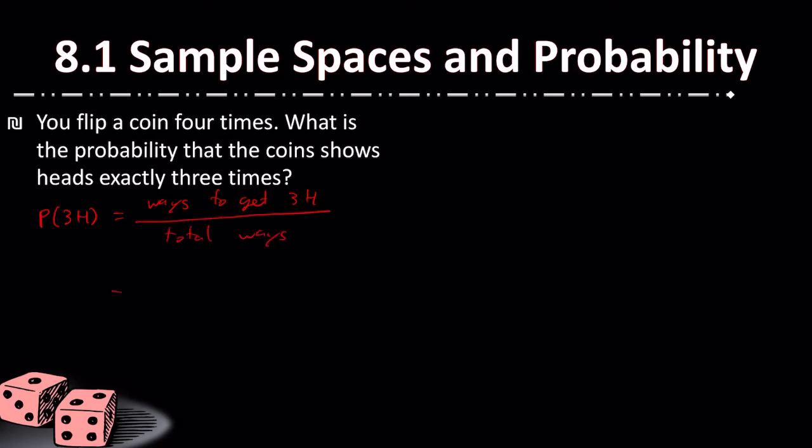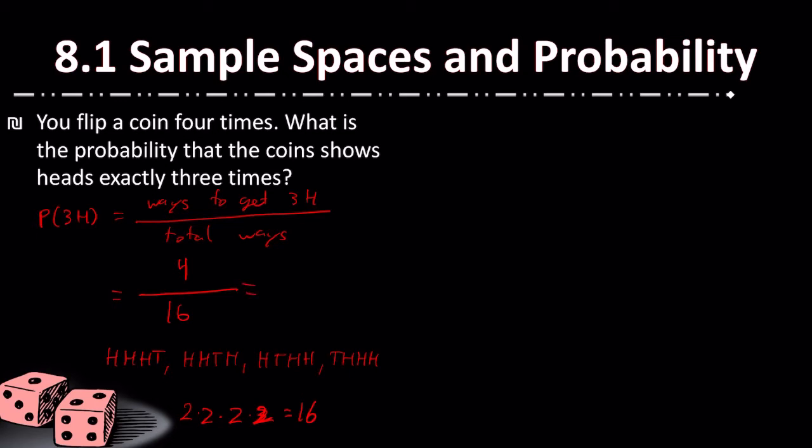Now this was off of our first example. So the ways to get 3 heads, we could have heads, heads, heads, tails; heads, heads, tails, heads; heads, tails, heads, heads; and tails, heads, heads, heads. So that's 4 options. If you need to, you can go back a couple slides and look those up when we made the sample space. And in that same sample space, there were 16 total outcomes. Remember, it's 2 for each of the four coins, which makes 16 total ways when you multiply it together.